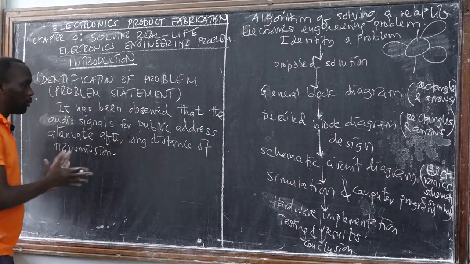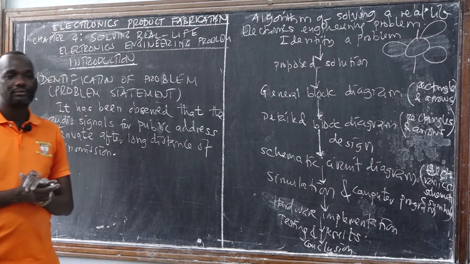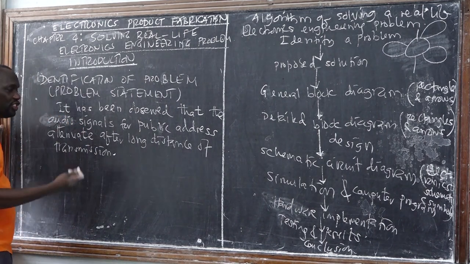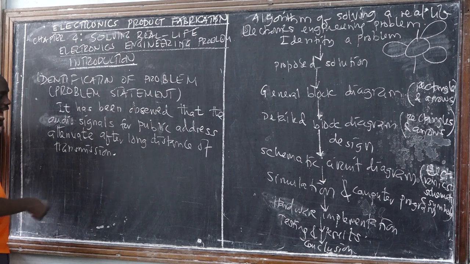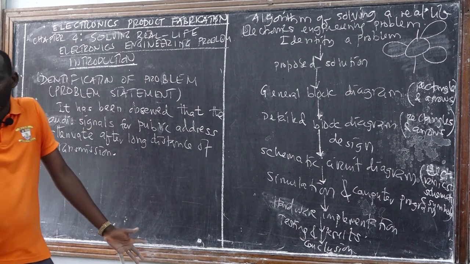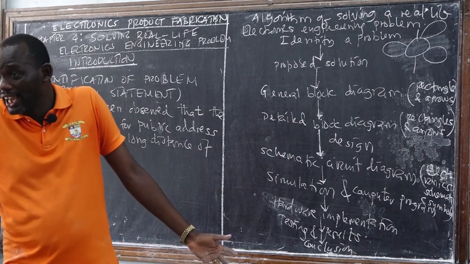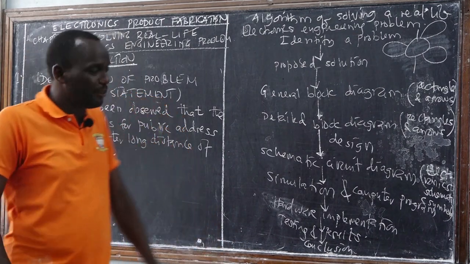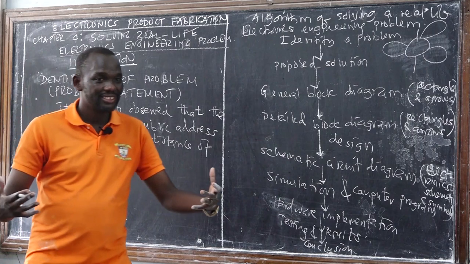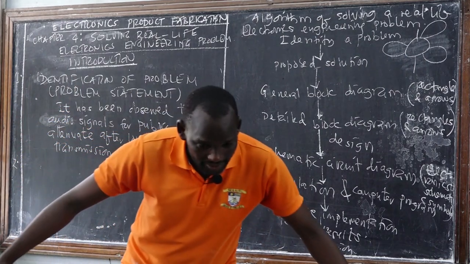So this is the problem statement. It has been observed that the audio signal for public address attenuates after a long distance of transmission. Simple like that, that's the problem. Okay, then we go. I've said the problem. Class, did you understand my problem?